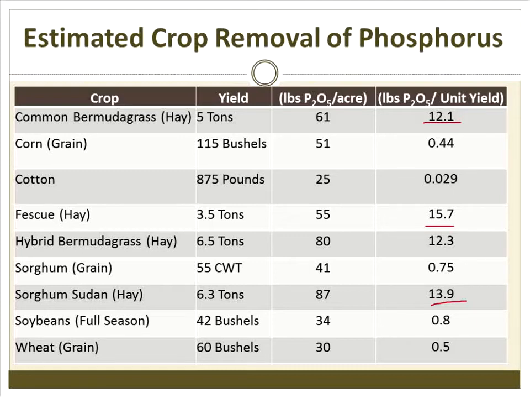But the other thing we need to consider is, what is our potential yield? And so we see that fescue hay only has 3.5 tons of potential yield. Hybrid Bermuda has 6.5 tons of potential yield versus common Bermuda, which has only 5 tons of yield. So the factor of phosphorus removal rate is a combination of yield and the takeoff value, the P factor, if you will, P take-up.